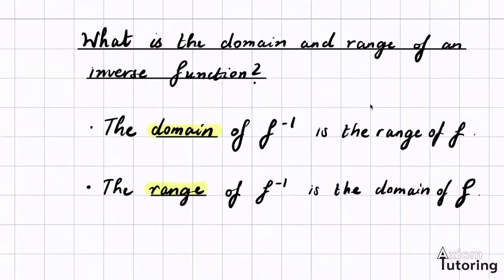Here, we're just writing out that the domain and range of an inverse function, which we discussed in the previous video, we know that these are swapped for an inverse function. So the domain of the inverse of f is the range of f, and the range of the inverse of f is the domain of f. So we discussed that in the previous video, and we're going to use this to solve some questions.